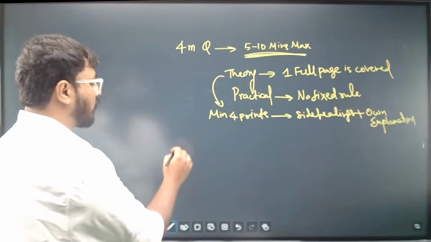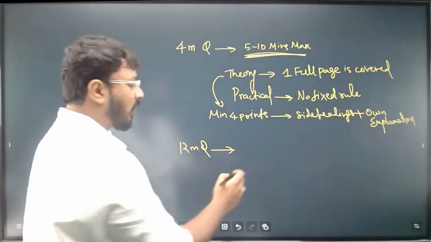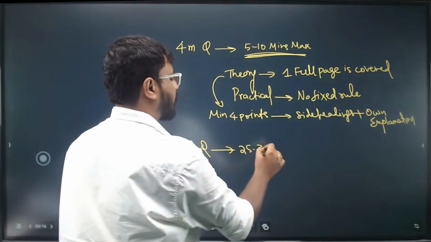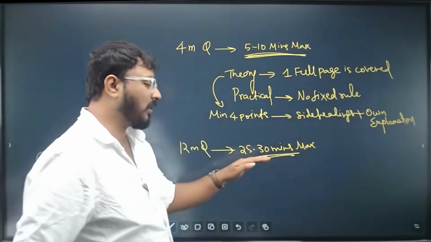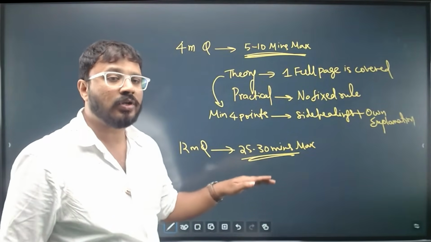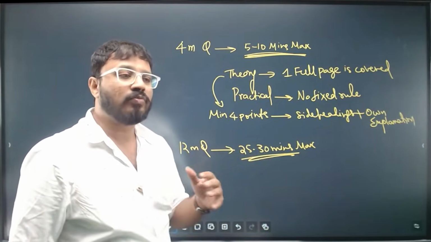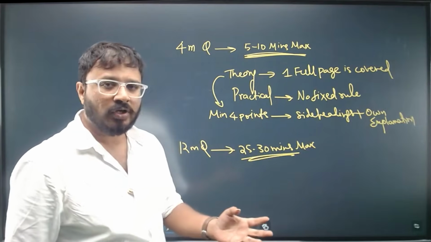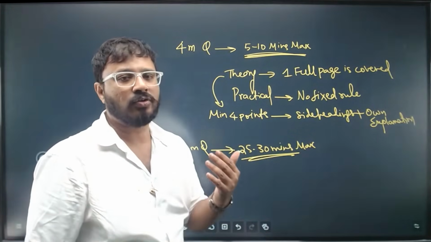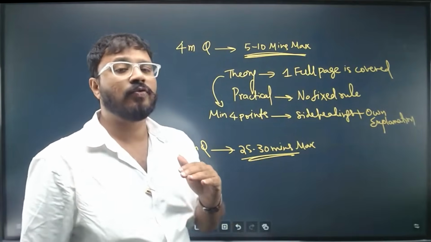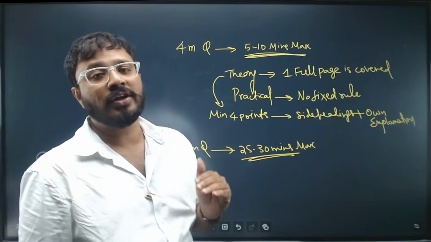When you're solving a 12-marker question, you can give 25 to 30 minutes max. If it is exceeding 30 minutes, please stop and go to the next question, because you need to score maximum. In order to score maximum, you need to attempt the full paper, not only a few questions. Don't write 3 questions, 36 marks, and go home. You need to attempt the full paper. So, in order to attempt the full paper, you need to manage your time well.